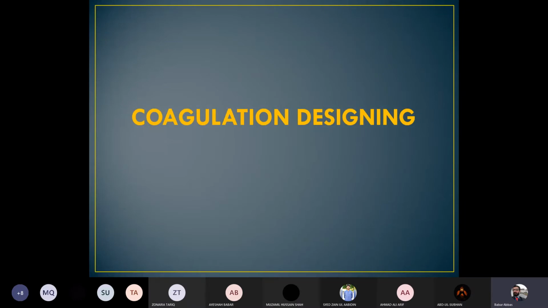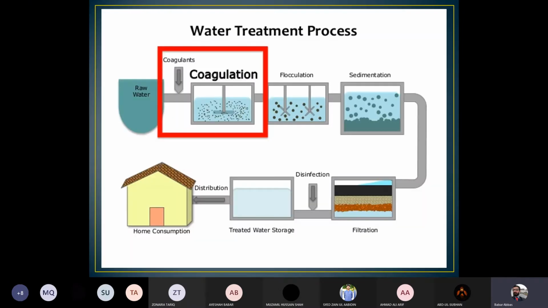Moving on to the coagulation designing process. Coagulation is the very first step in water treatment, which ensures that you are adding sufficient chemicals to remove the physical or suspended particles from the water. These particles must be removed through the usage of a chemical dosage of some reagent, which is normally alum in most cases, and these chemicals are added through a process called coagulation.